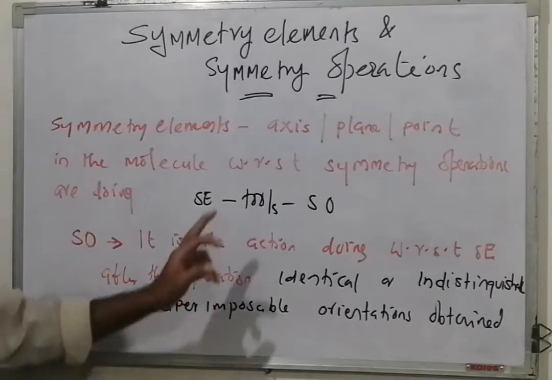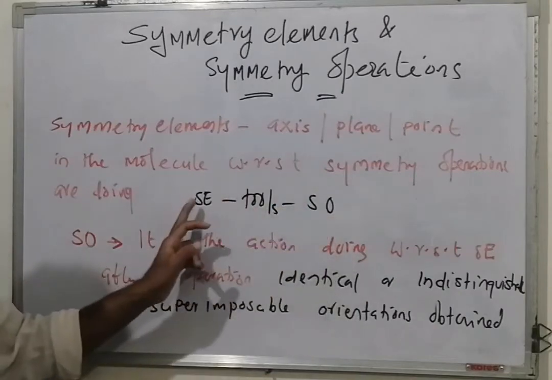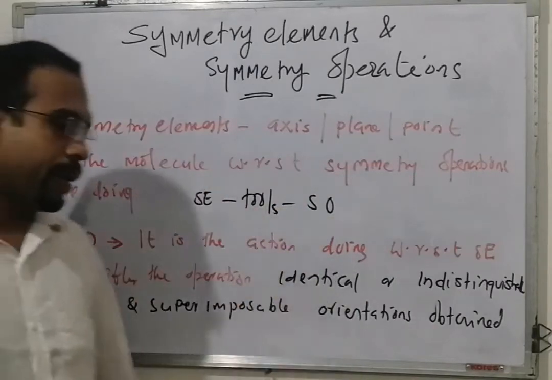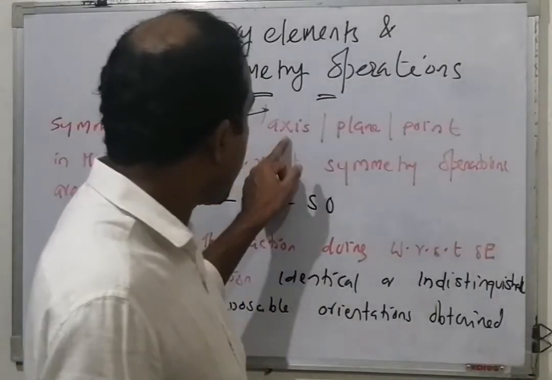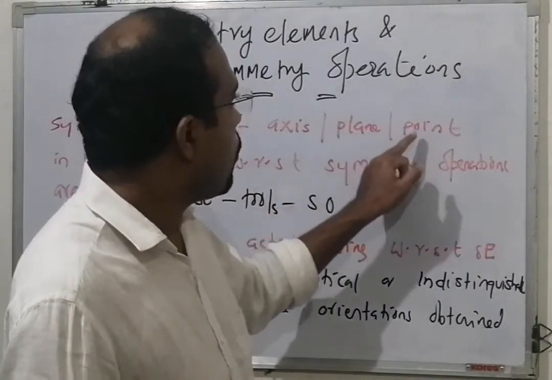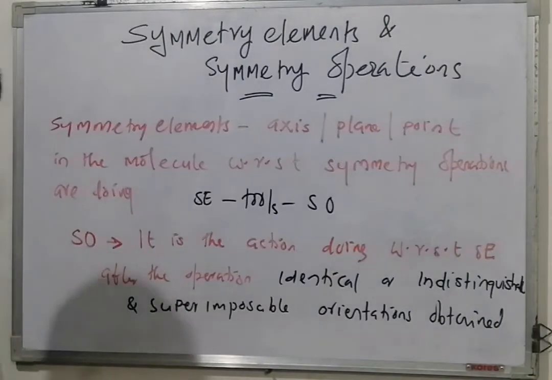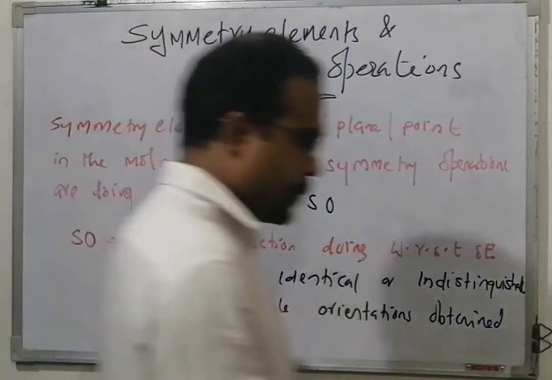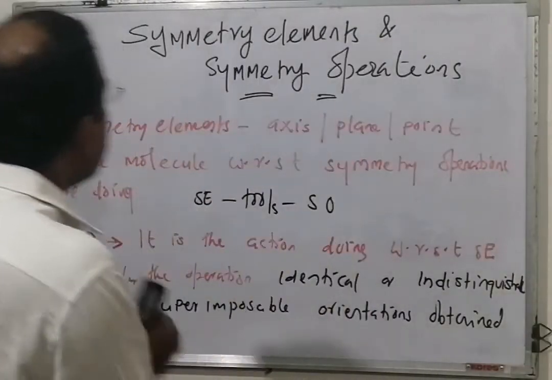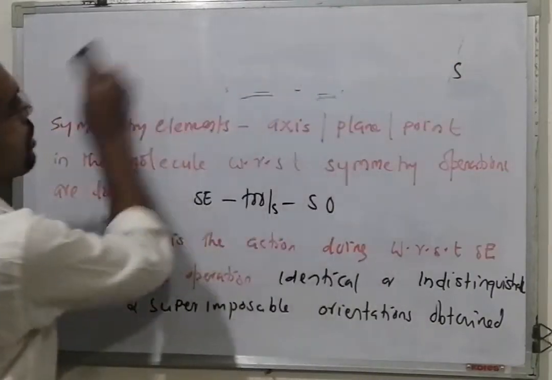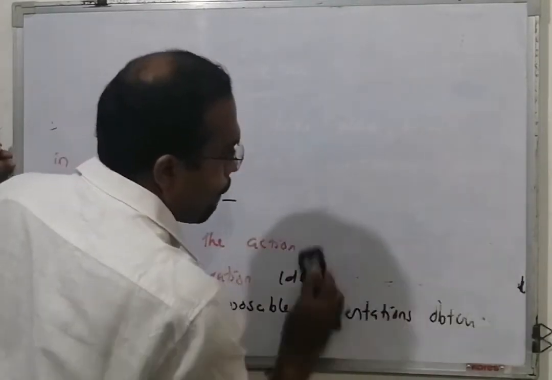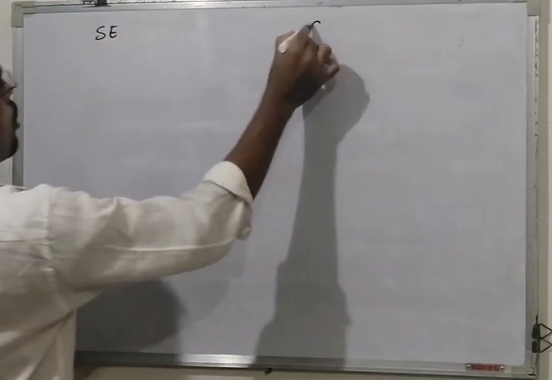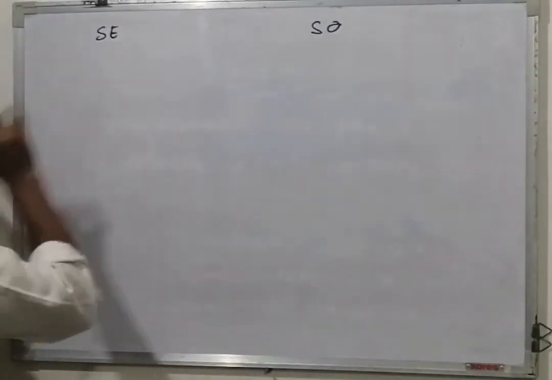Okay. Therefore, this is the action, and this is the tool. What are the tools? Maybe axis, maybe plane, maybe point. Now, what are the different symmetry elements and symmetry operations? What are the tools? What are the actions? Symmetry elements and symmetry operations.